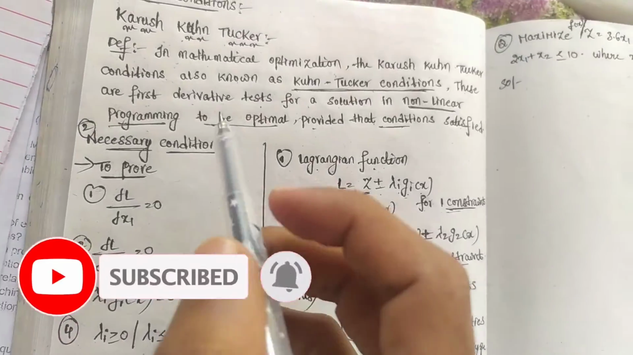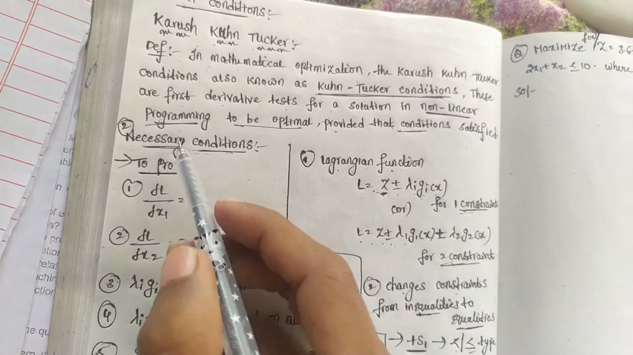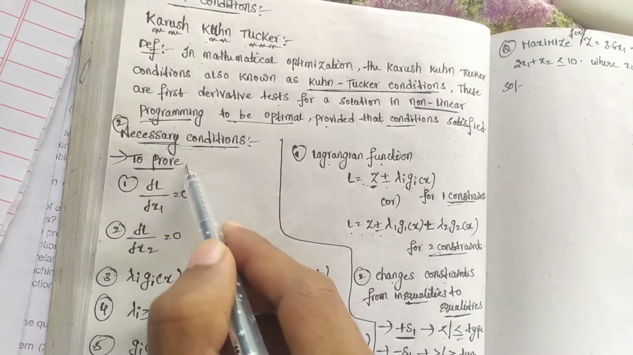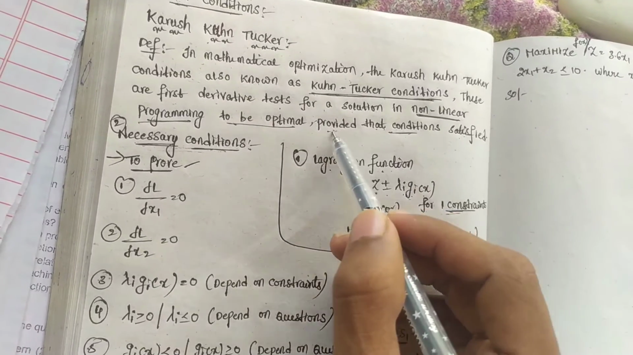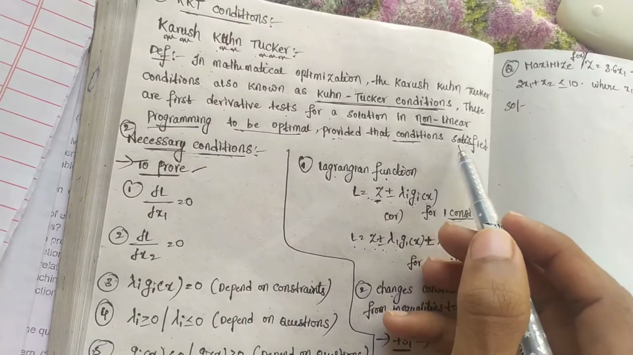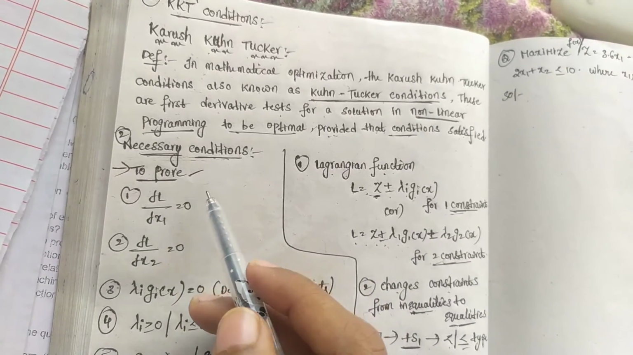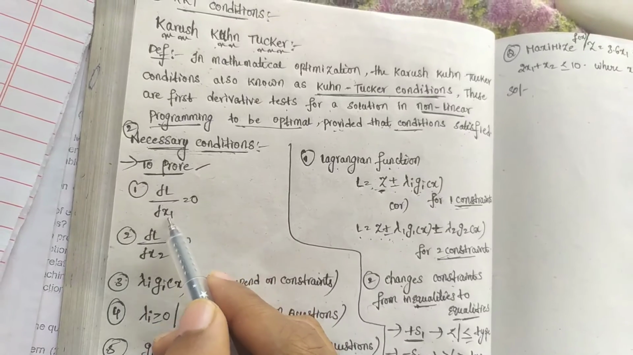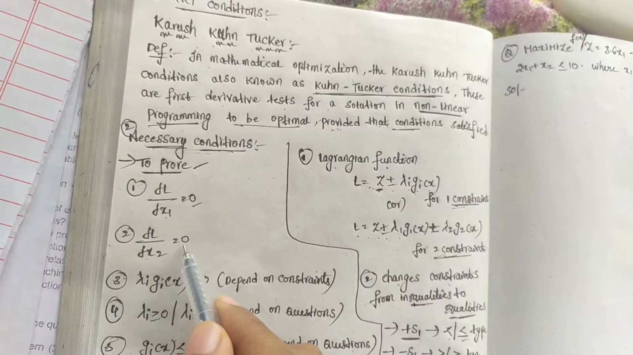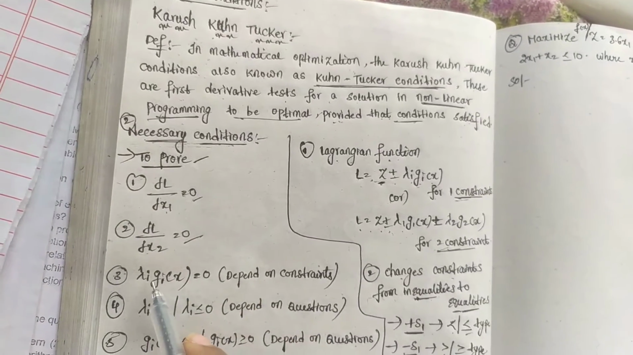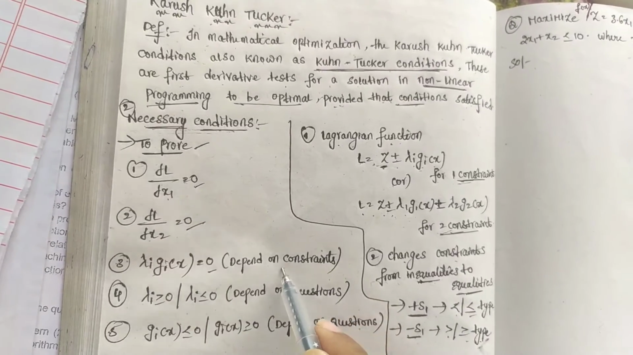After this we have to prove some necessary conditions, which is the second step in KKT conditions. In the definition it is given, provided that the conditions are satisfied. These are all the conditions which are to be satisfied in the KKT definition. The conditions to be proved or satisfied are: dou L by dou x1 equals 0, first one; dou L by dou x2 equals 0, second one; and we have to prove that lambda i g of x equals 0, depending upon the constraint.